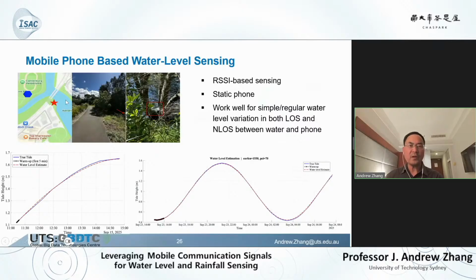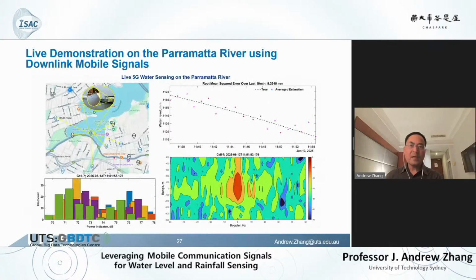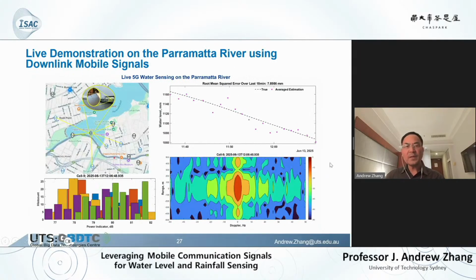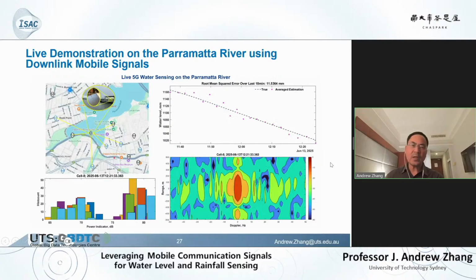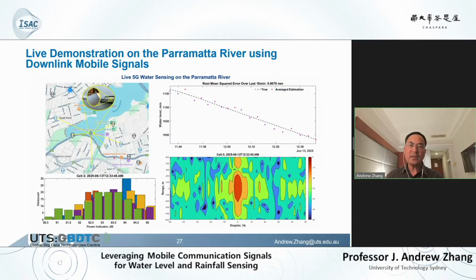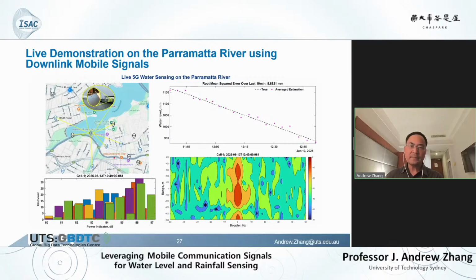Of course, in this scenario, the mobile phone is close to the water, and we tested it in both line of sight and non-line of sight scenarios. For both scenarios, the sensing performance is relatively good. We also developed a real-time system and did a real-time demonstration based on the techniques I just described.